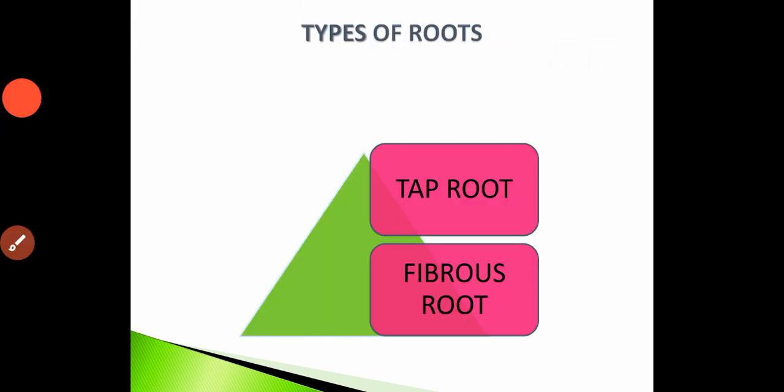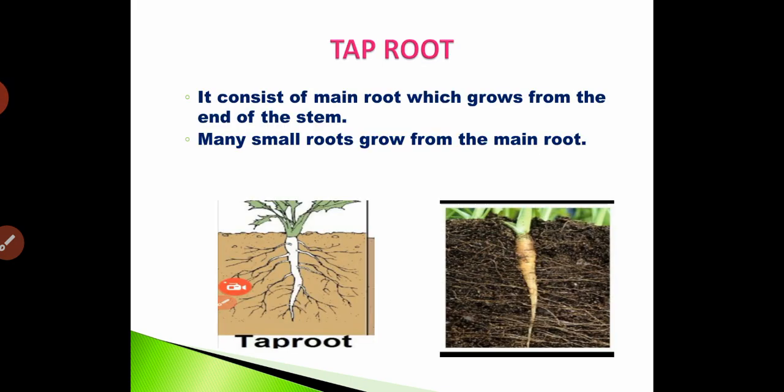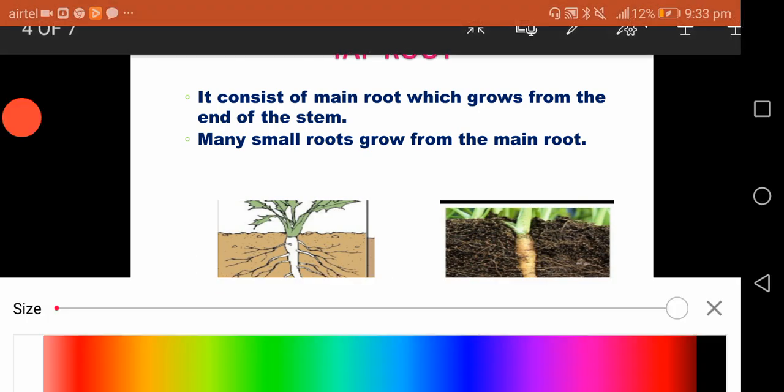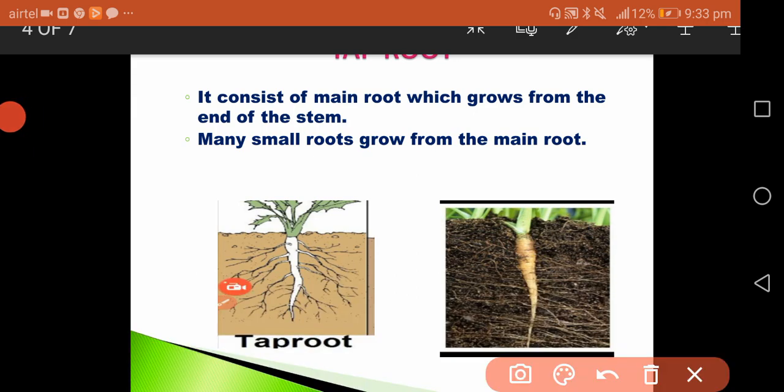There are two types of root. One is taproot and another one is fibrous root. So what is the taproot and what is the fibrous root? Let's study. A taproot has a main root which grows from the end of the stem. It means a taproot has a main root which grows from the end of the stem. So this is the taproot. It has a main root which is growing from the end of the stem.